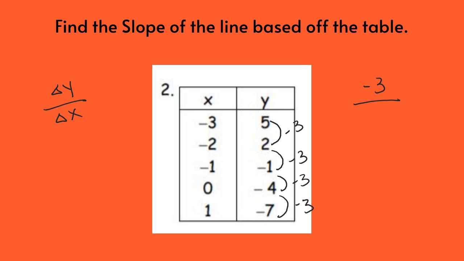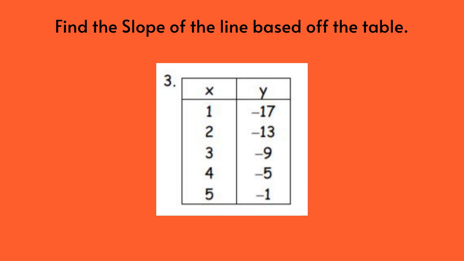Now I look at my change in X. So I go from -3 to 2. That's plus 1. -2 to -1 is plus 1. -1 to 0 is plus 1. And 0 to 1 is plus 1. So I have a positive 1. So my slope would be -3 over 1, but -3 divided by 1 is just -3. So the slope of my line is -3.